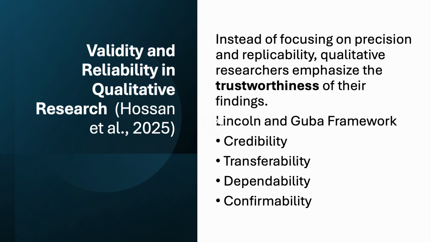Dependability addresses the stability of the findings over time, much like reliability in quantitative studies. It involves providing a clear audit trail that allows others to track the research process and replicate the study, Bahrami and Nassiri, 2024. Confirmability refers to how much the findings are shaped by the participants' perspectives, rather than by the researcher's biases or preconceptions. This is akin to objectivity in quantitative research, Bahrami and Nassiri, 2024.